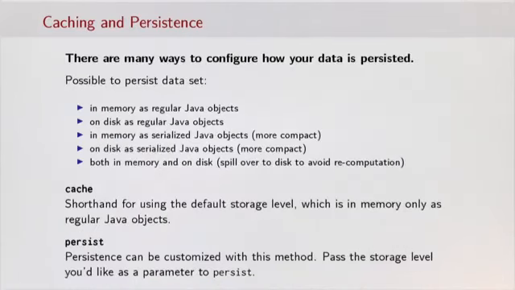Okay, to delve just a little bit deeper into caching and persistence in Spark, it's possible to persist your data set in many different ways. For example, as just regular Java objects sitting in memory. So just as your program normally runs, nothing special, just keep your data in memory. You can also persist it to disk as regular Java objects. You can persist in memory as serialized Java objects, so that is converting these objects in memory to byte arrays, or arrays of bytes, which is much more compact, but it takes some effort serializing and deserializing, so it saves memory, but it costs a little bit of compute time.